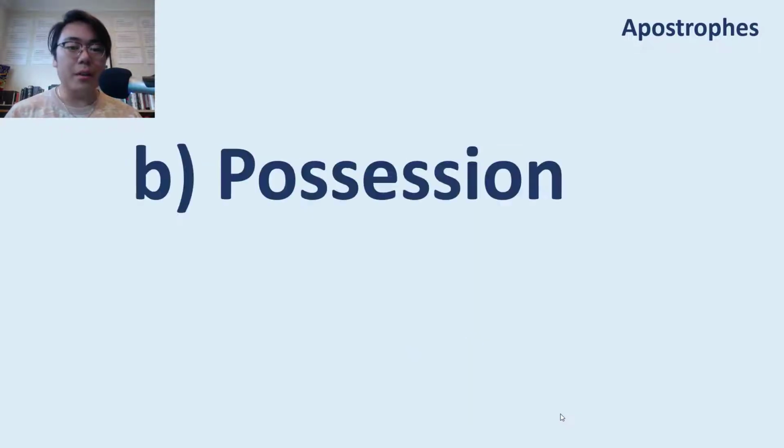The second way that we use an apostrophe is when we are talking about possession. If you possess something, it means you own it. This can apply to humans and people, but it can also apply to the qualities of things. For example, you might say the table's legs, right? It's not a person, but the legs still belong to the table.